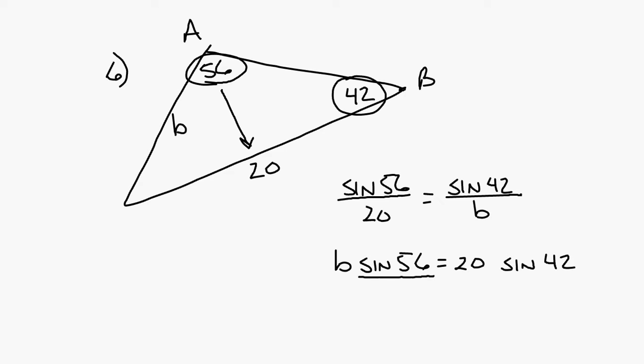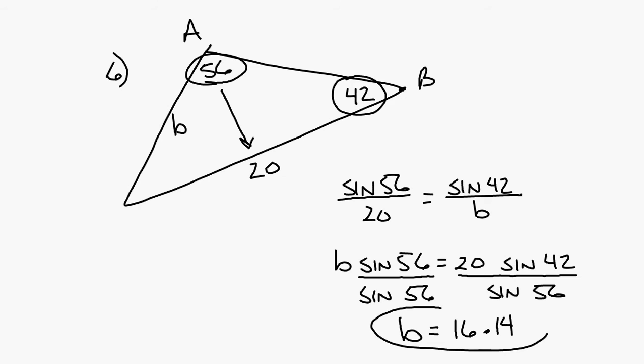You can divide both sides by sine 56. And b is going to be equal to, just type that in your calculator, but don't forget to push the equal sign. So 20 times sine 42 equals, divided by sine 56 equals 16.14.